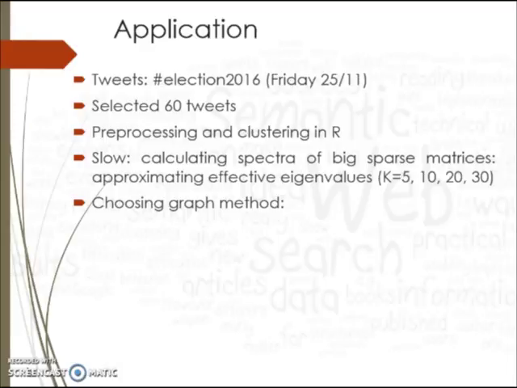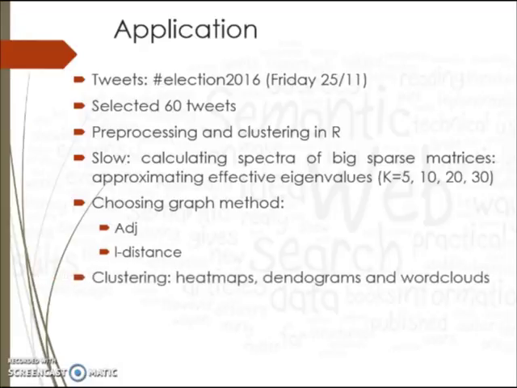So the other thing we're going to look at is choosing the graph method. Whether it's just the adjacency matrix, the original, whether words are or are not in the same Twitter document, or methods based on L distances. That is, there will be a relation between two words in a certain document if they are closer than a certain distance L. Checking graphically, of course there are other methods of doing this, but for this presentation, to check how our clustering is going, we're going to use heat maps, dendrograms related to the heat maps, and word clouds.